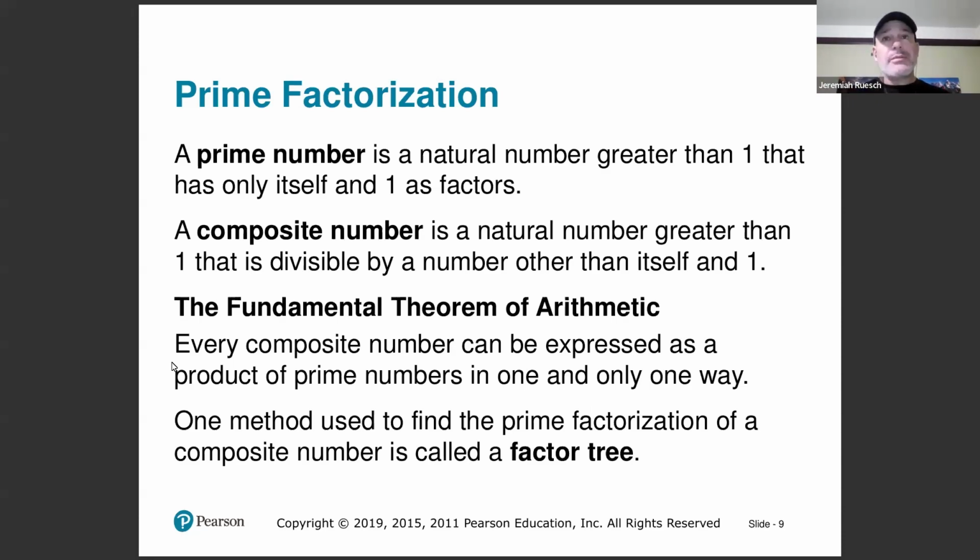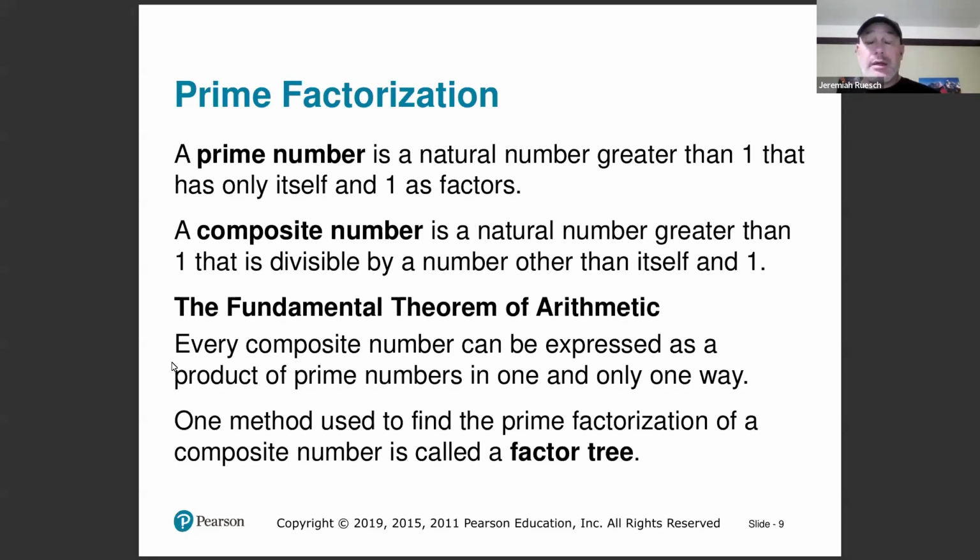The fundamental theorem of arithmetic looks at the difference between a composite and a prime number. A prime number is a number whose factors are only one and itself. A composite number is any other number that has more than one factor of one and itself. The beauty of the fundamental theorem of arithmetic is that any number can be expressed, up to the order of the primes, uniquely as a product of primes.